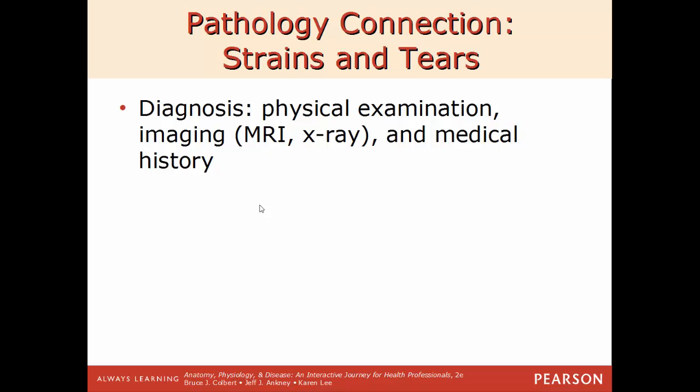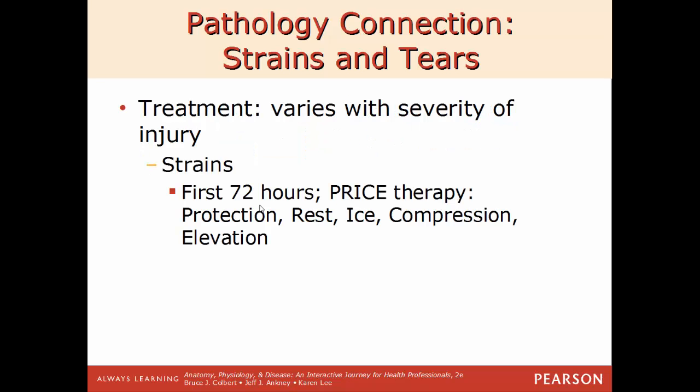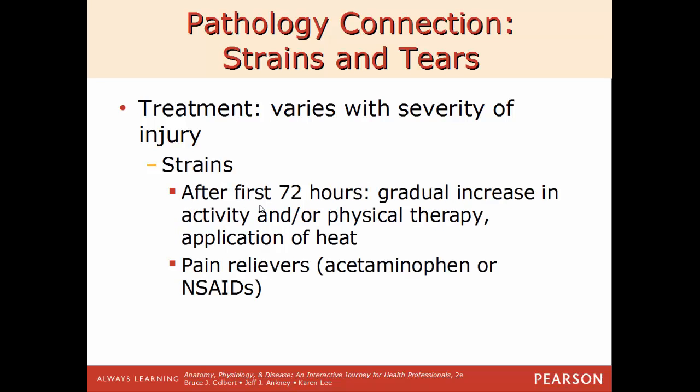The way you diagnose strains and tears is a physical exam, x-rays or MRIs, and medical history also. Various treatments for strains and tears will depend on how severe the strains are. In the first 72 hours, you have what's called PRICE therapy, P-R-I-C-E: protection, rest, ice, compression, elevation. Then after that initial 72-hour time frame, there is a gradual increase in activity or physical therapy, and also the application of heat. And also you'll have pain relievers, such as acetaminophen, for example.